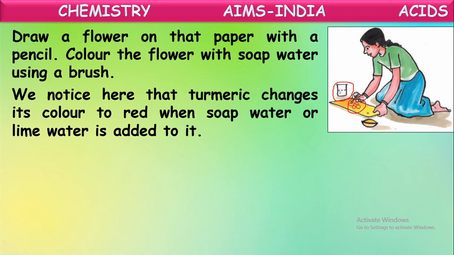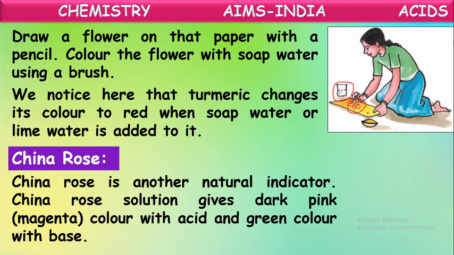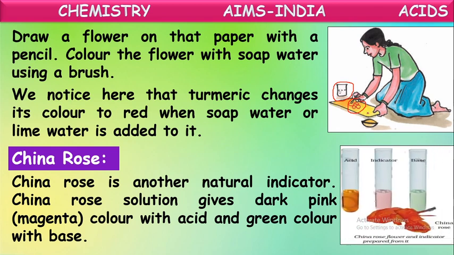Turmeric is a natural indicator which shows color change with bases. It won't show any color change with acid. Okay, next one: china rose. China rose is also one of the natural indicators. China rose solution gives a dark pink or magenta color with acid and a green color with base. It is also used as a natural indicator.